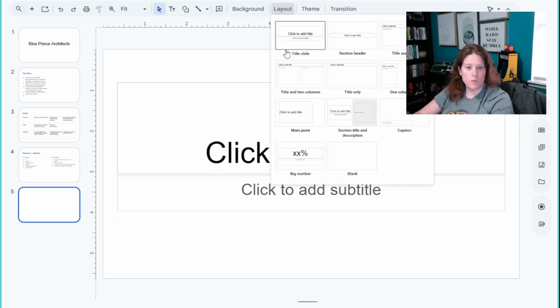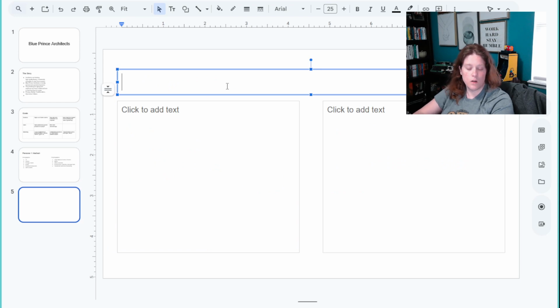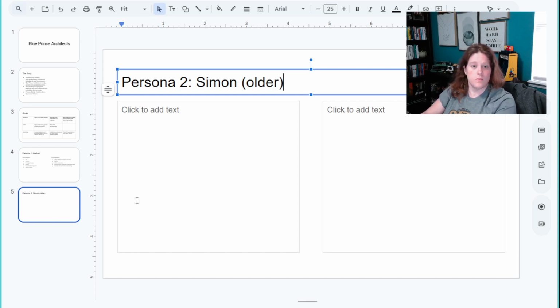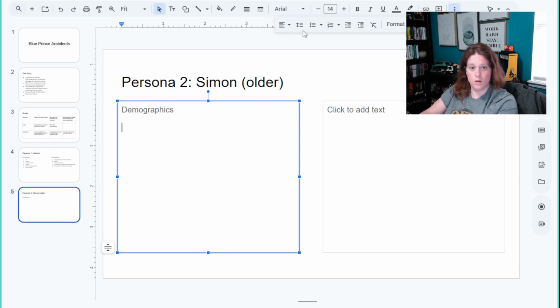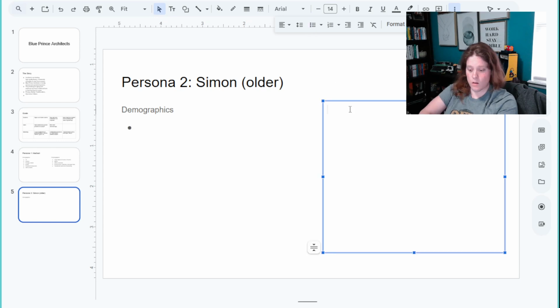Okay, then we're also going to do Persona 2, and that's going to be Simon, and we're going to make him older. And again, we're going to make demographics and psychographics.